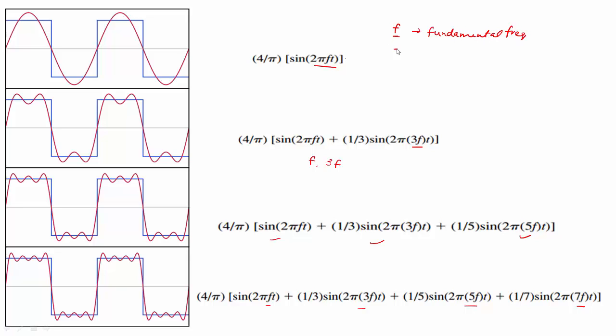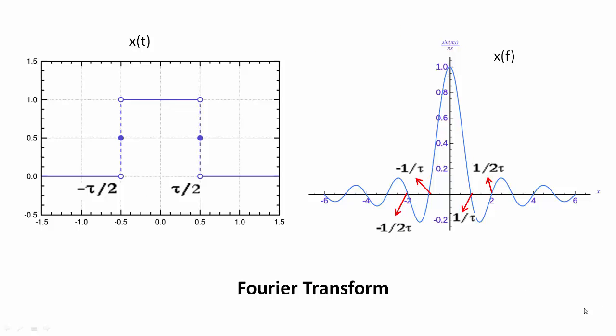And this is a function of the periodicity, which is 1 over t. What we have seen earlier is a periodic square wave. What we have here is a pulse. This aperiodic pulse is of duration tau, so this is tau, and this is the frequency domain representation of this particular pulse.